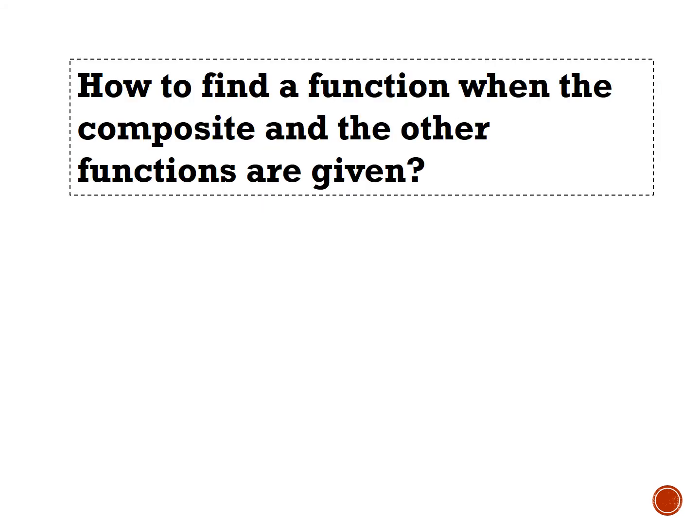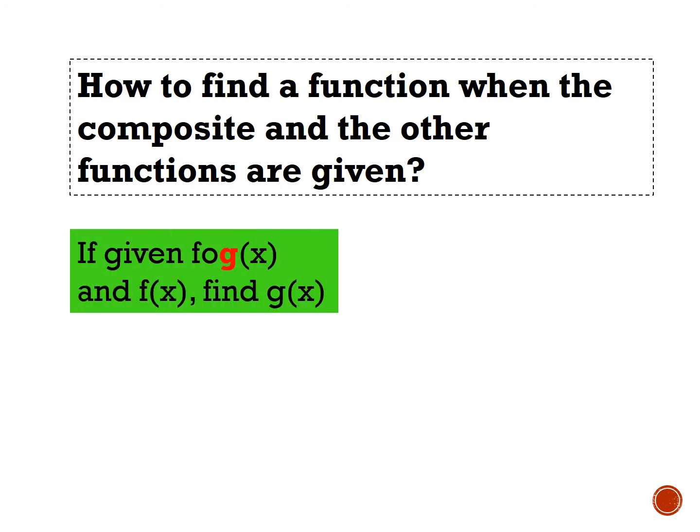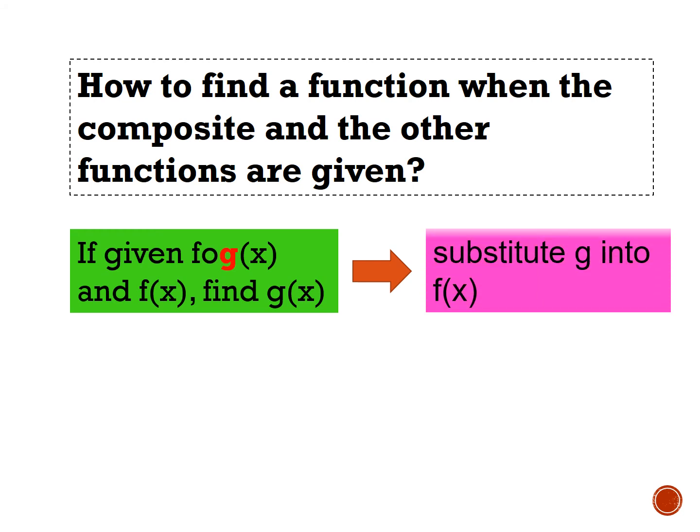How to find a function when the composite and the other function are given? If given f of g and f(x), find g(x). It means that the given function is f of g. It also gives the front function, but we want to find the back function. So then we substitute g into f(x).